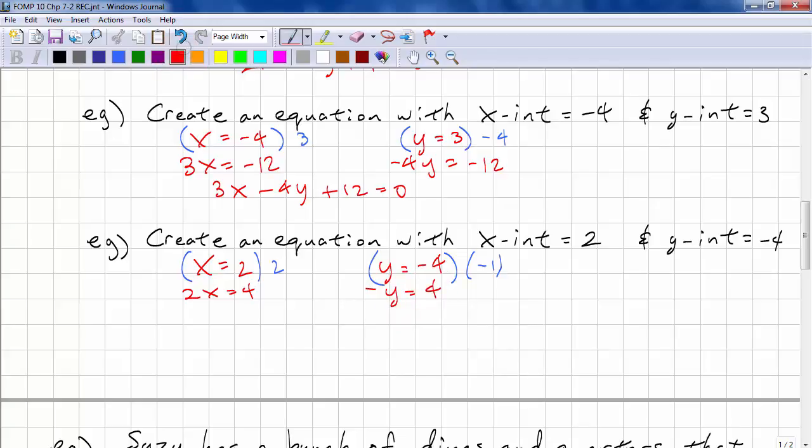Now we combine the two together. We have to do 2x minus y. And since we're moving the 4 over to the other side, it becomes negative, equal to 0. And again, we can check this. Substitute 0 here, x equals 2. We substitute 0 here, y equals negative 4.